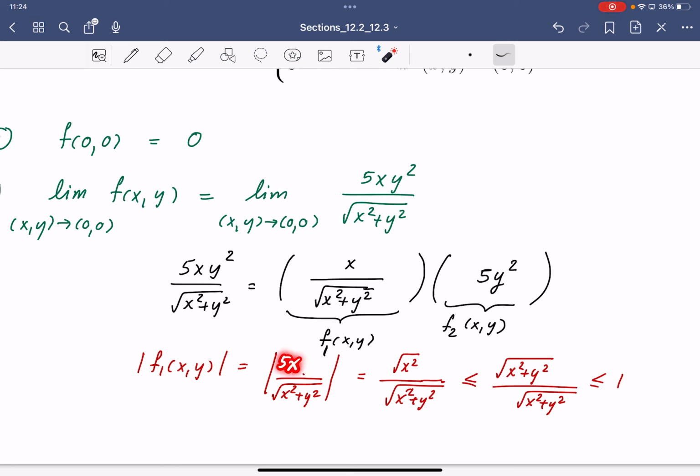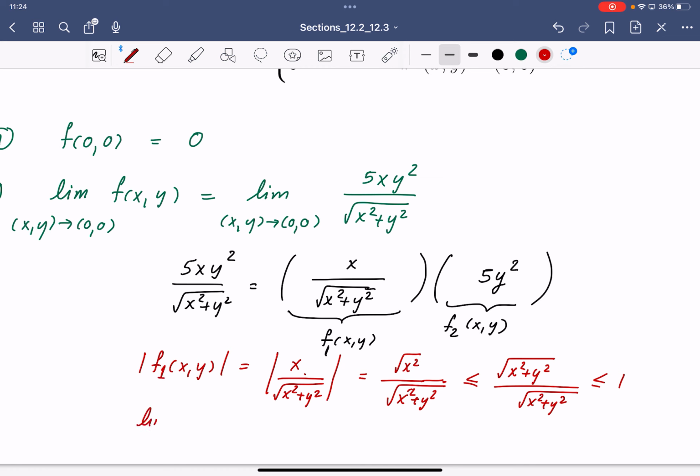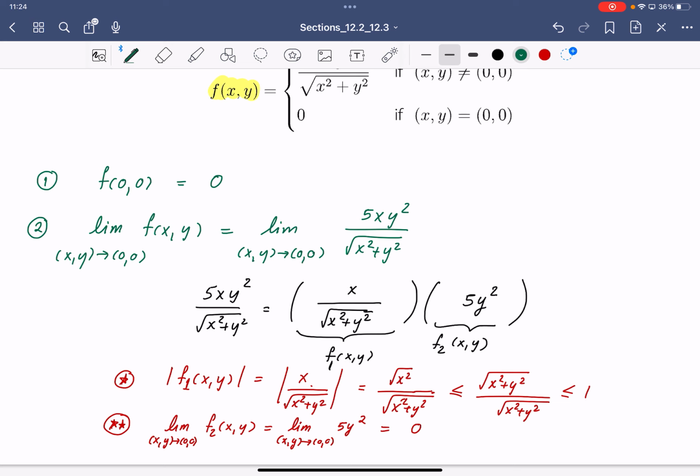Choose x is okay. Choose y is also okay, but just pick only one. Or you can pick 5x here as one, less than 5 here. That's fine as well. This is f1, sorry, f1. And then you're going to compute the limit of f2, which is the limit of 5y squared, which is 0, right? By this and this, so the limit here is actually 0, by this and this together with the squeeze theorem.